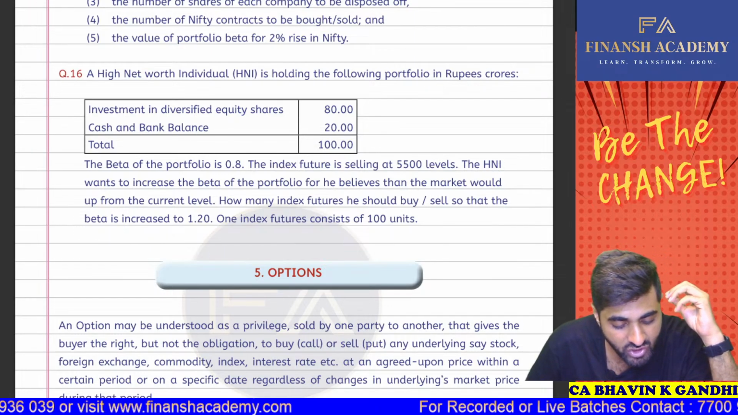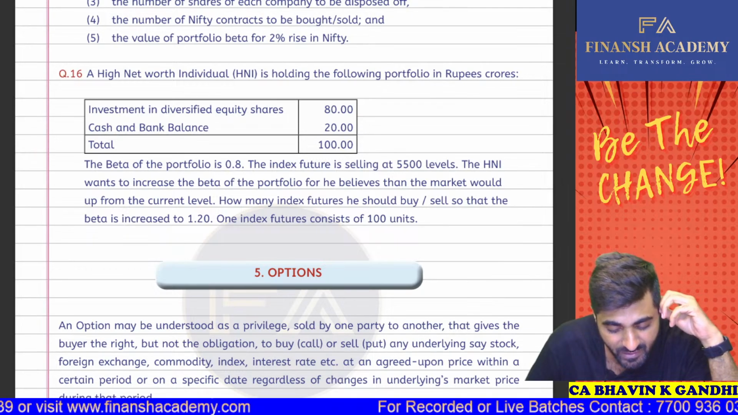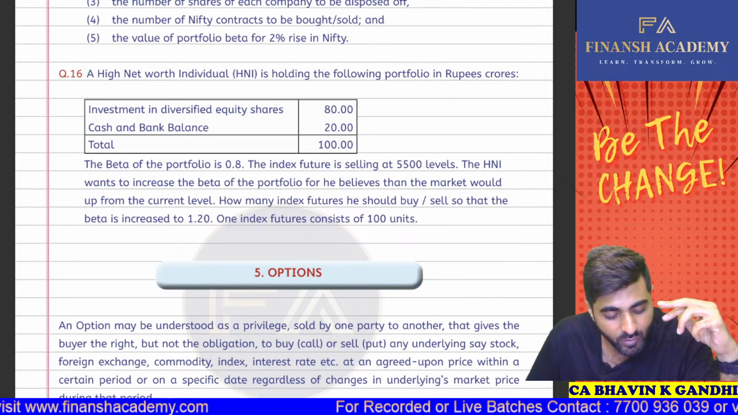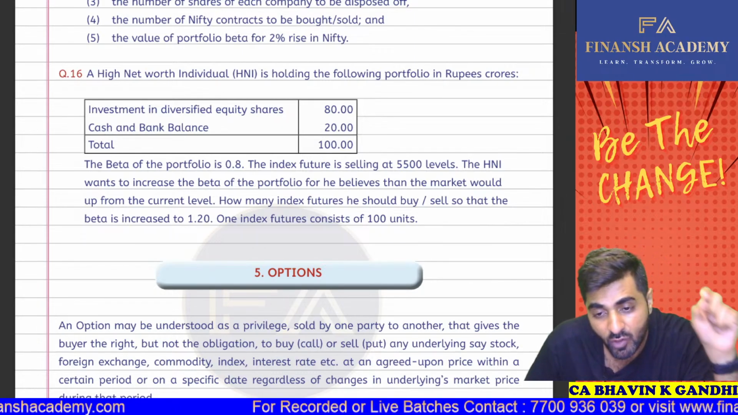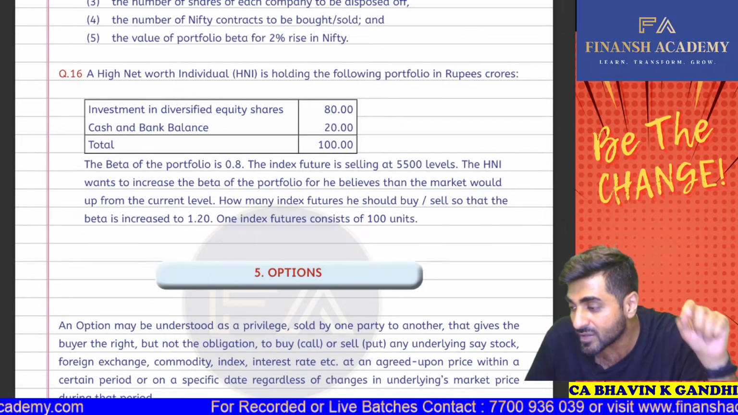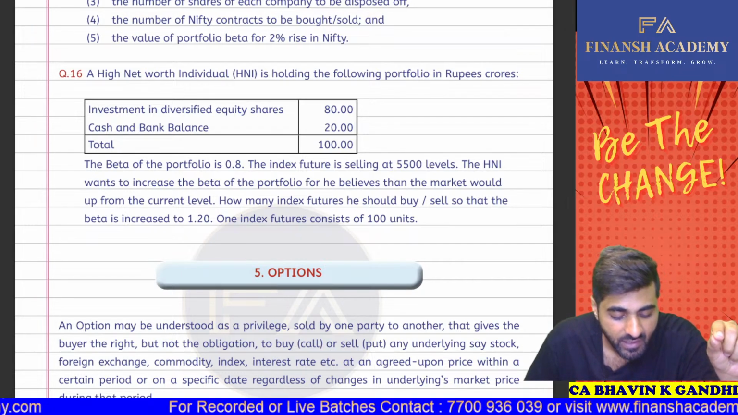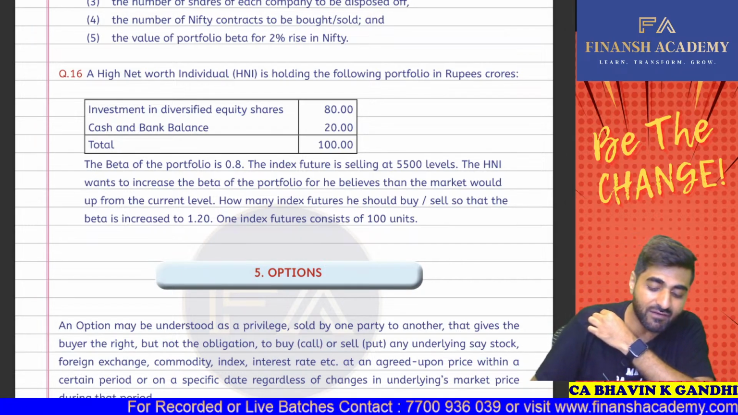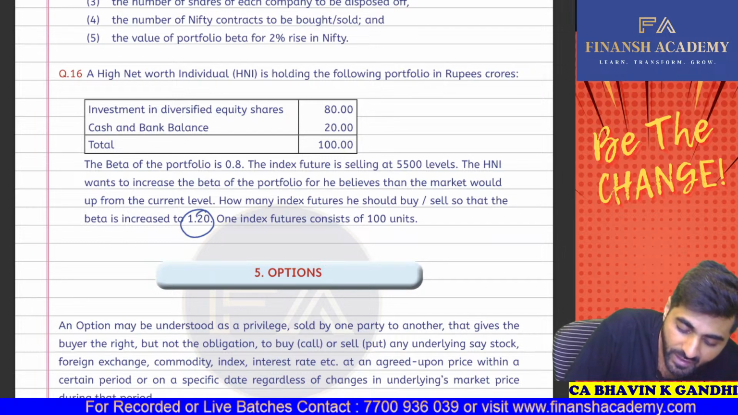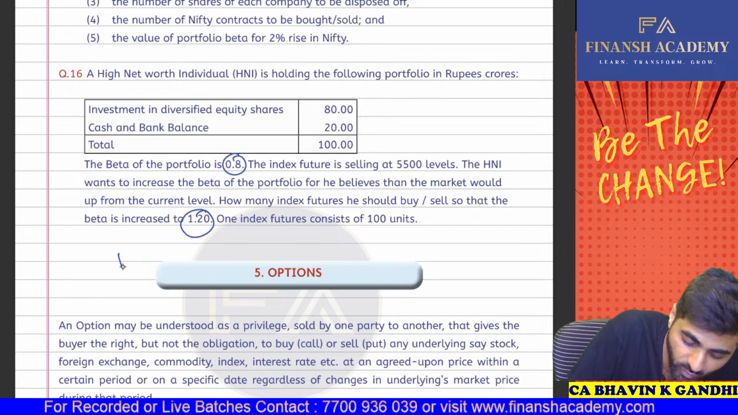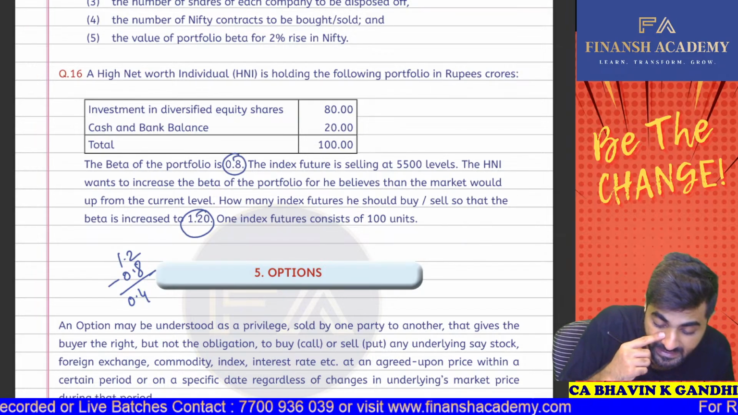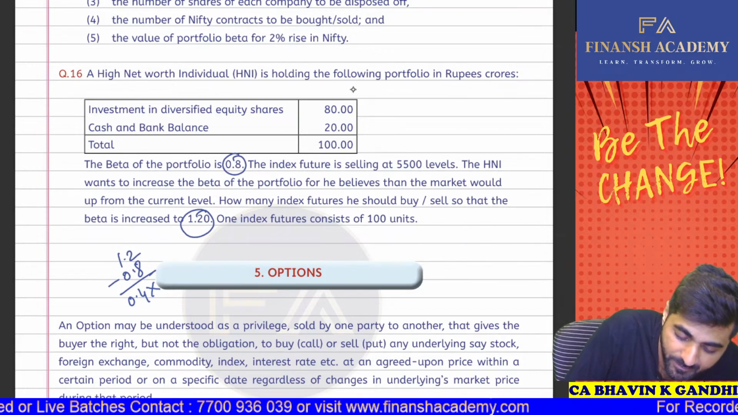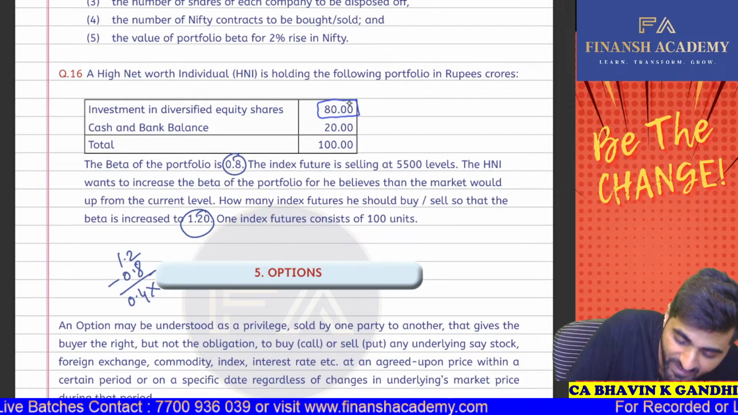And the HNI wants to increase the beta of the portfolio, because he believes that the market would be up from the current level. How many index futures should you buy for the beta to be increased to 1.2? Now in this particular case, my dear students, you have the revised beta which is 1.2 and existing beta is 0.8. So 1.2 minus 0.8. Can I say there is 0.4 increase, and multiplied that by what is the investment in diversified equity shares?